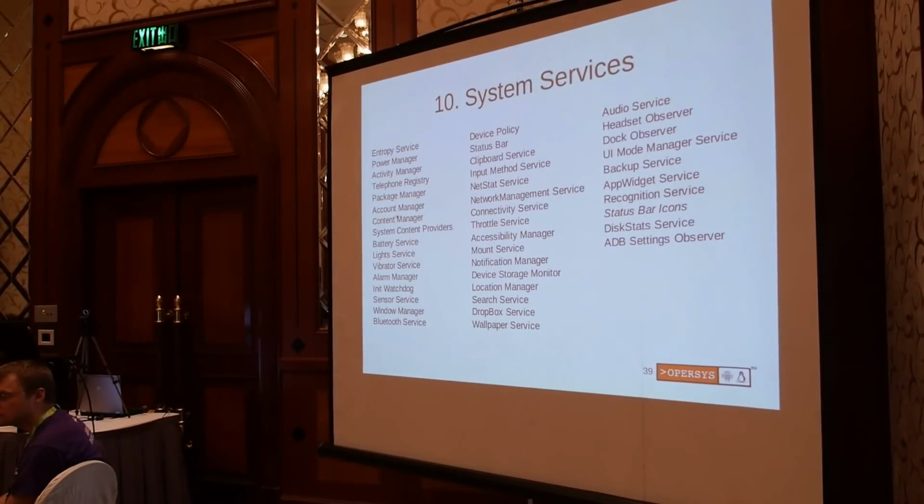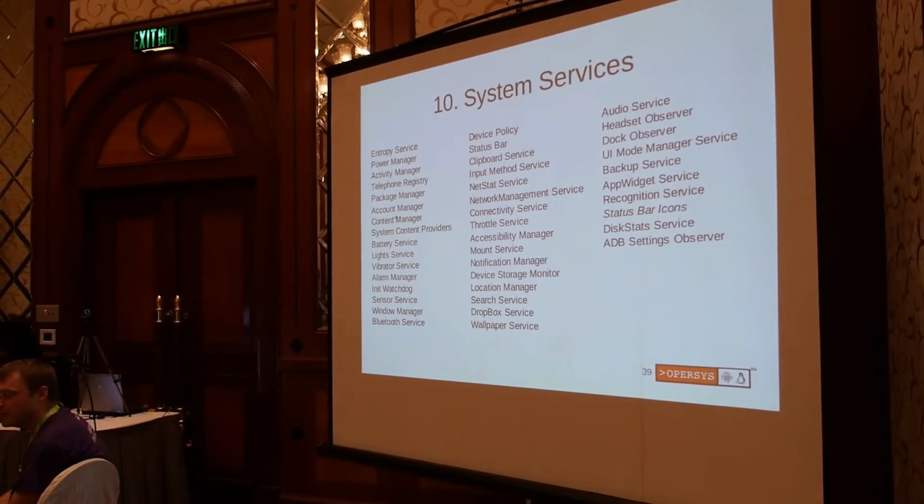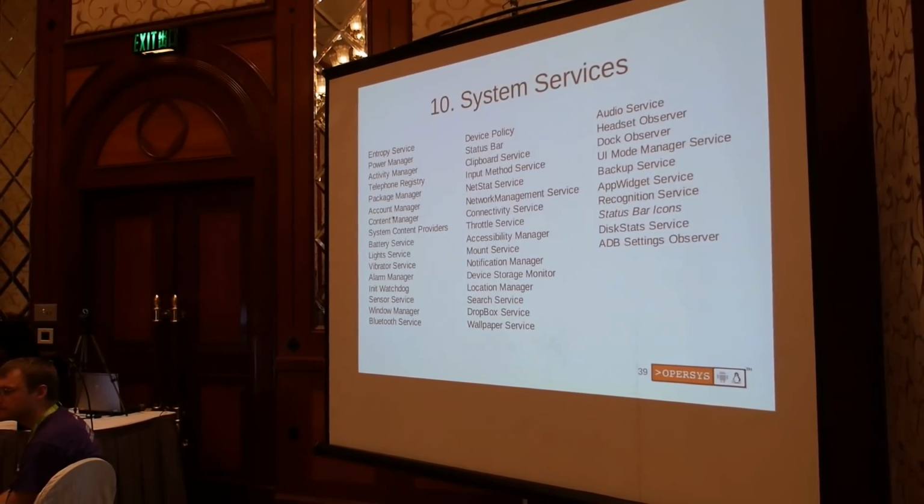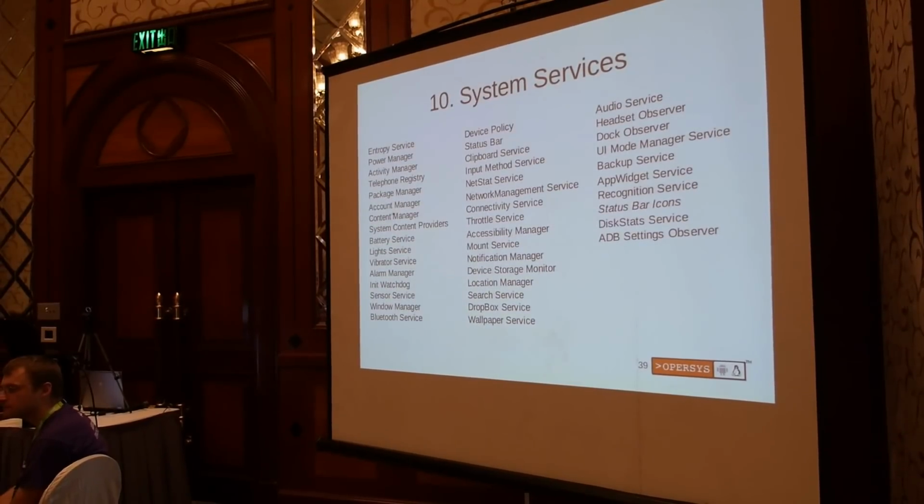I have some stats which I'll show you on Thursday. There's a tremendous amount of code in those things, and it is absolutely not documented anywhere. Your only resource is really the sources of those system services.